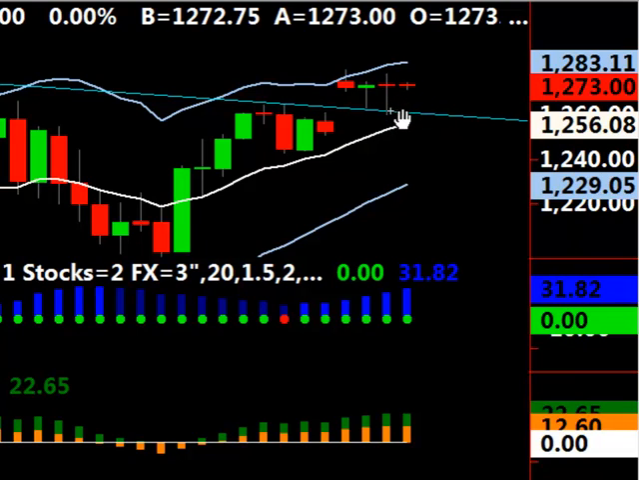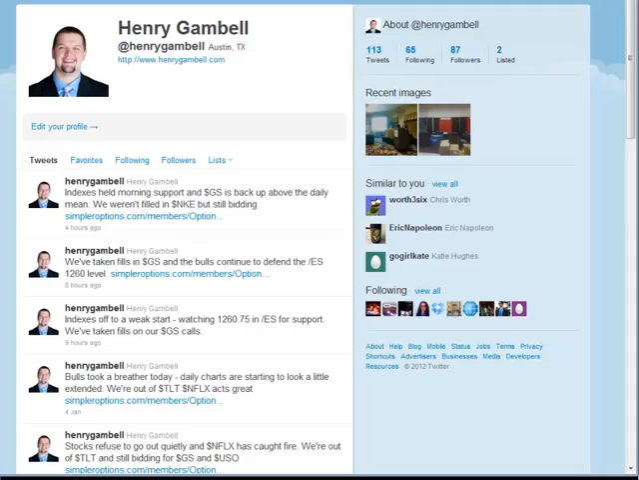On my Twitter feed I noted that this was going to be a key level today, and we saw a lot of action in the first few. Well, let's take a look at an intraday chart and compare.